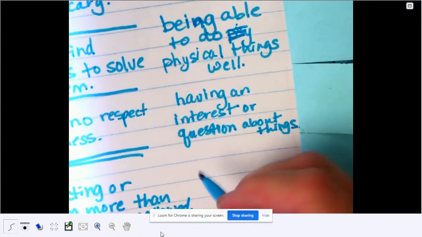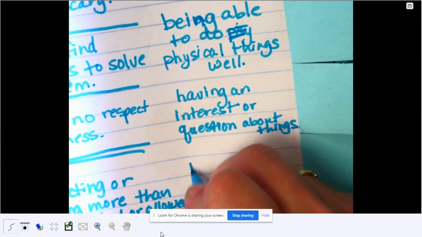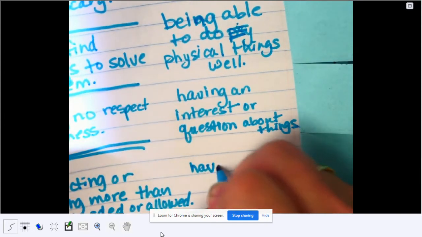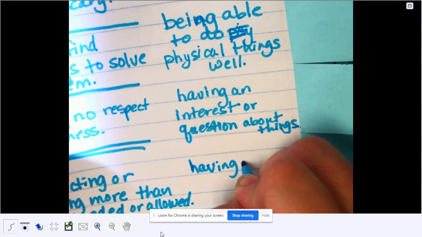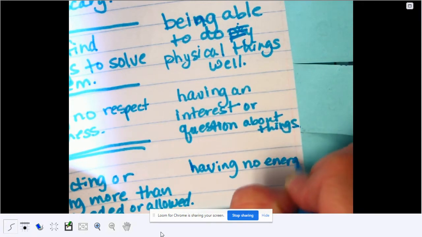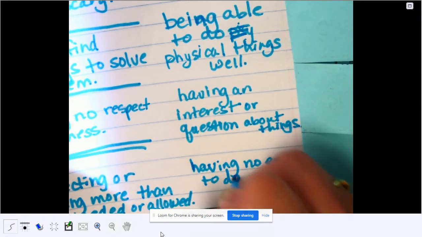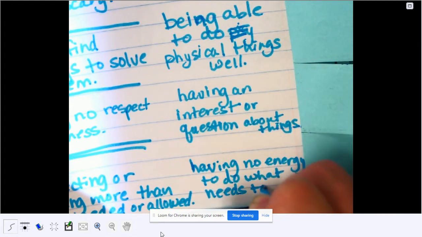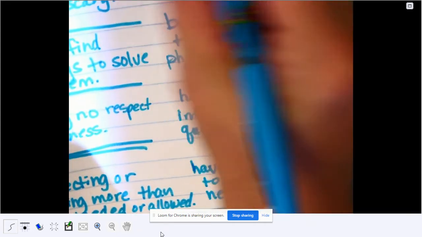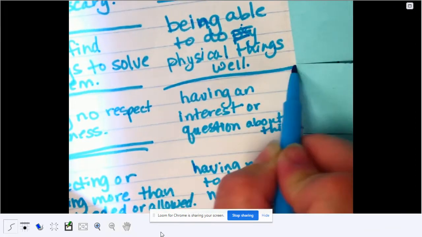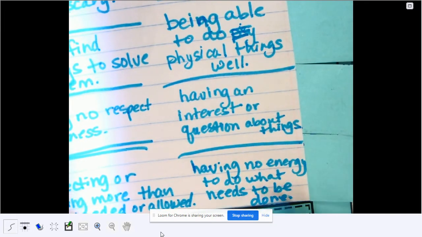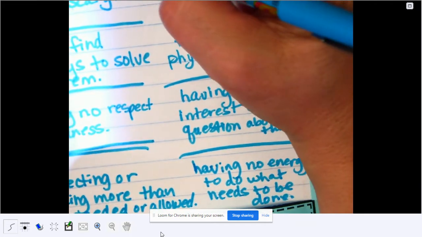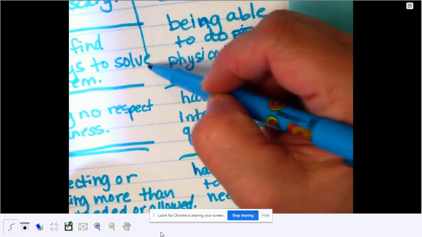Okay. Lazy means having no energy to do what needs to be done. Separate those. Having no energy to do what needs to be done. This is being lazy. That's one way. I mean, there could be more than that.